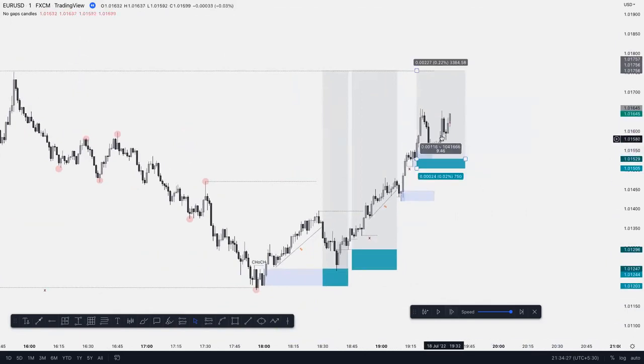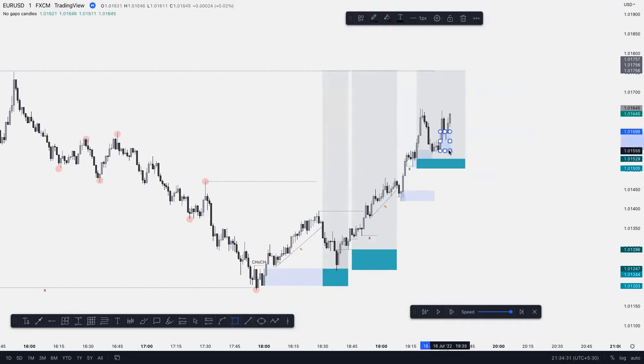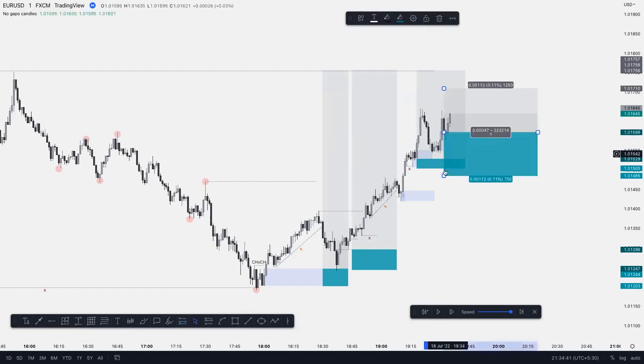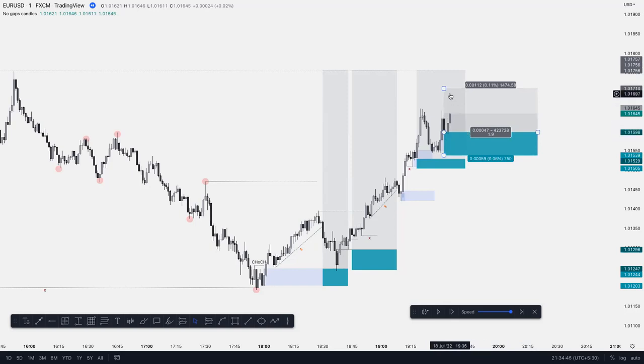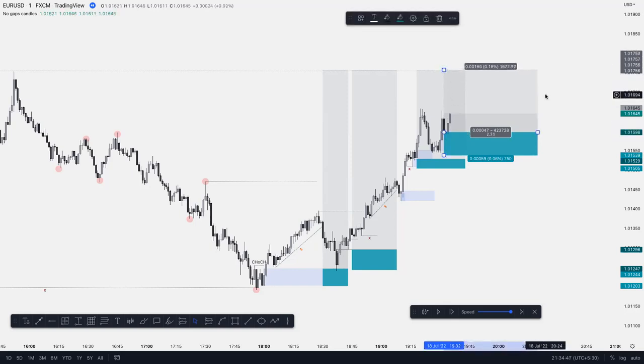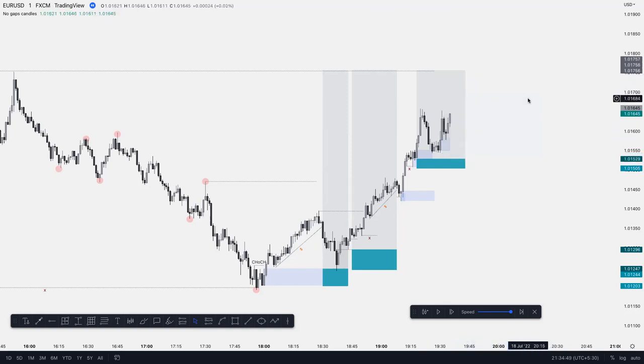Yes, you can see market mitigated this zone, which I marked here, because this is our only one zone where we can buy. Okay, but we can't use this, because if you are using this, then our stop loss is larger than usual. So this is not good.